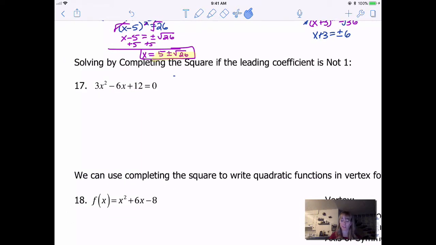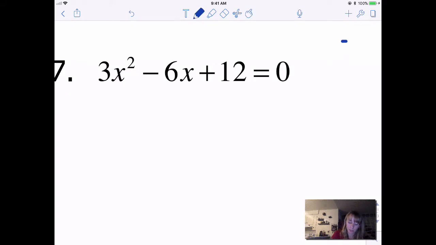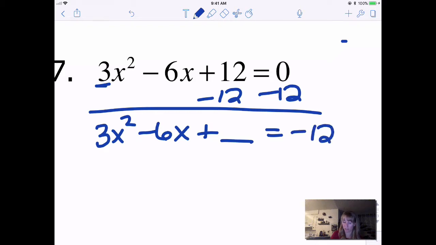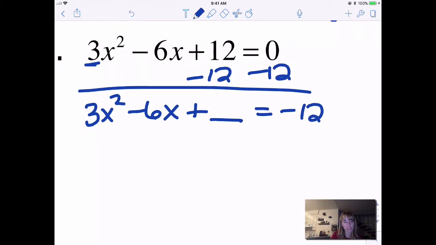Sometimes you will get the situation where your leading coefficient is not 1, meaning we have a 3 out front. So what I'm going to do first of all is still get rid of this 12 because it's not helpful to us right now. And I have 3x squared minus 6x plus blank is equal to negative 12. When I complete the square, I really can't do much right now.